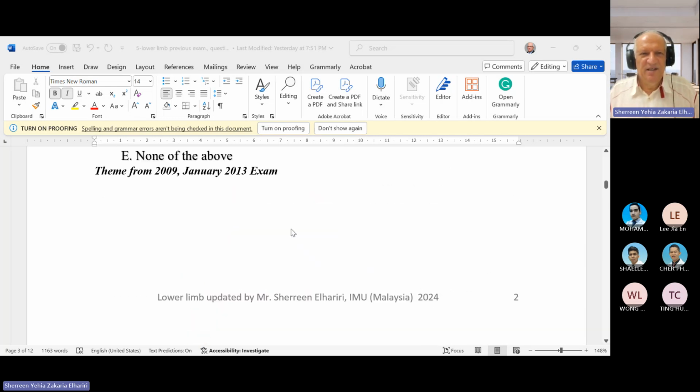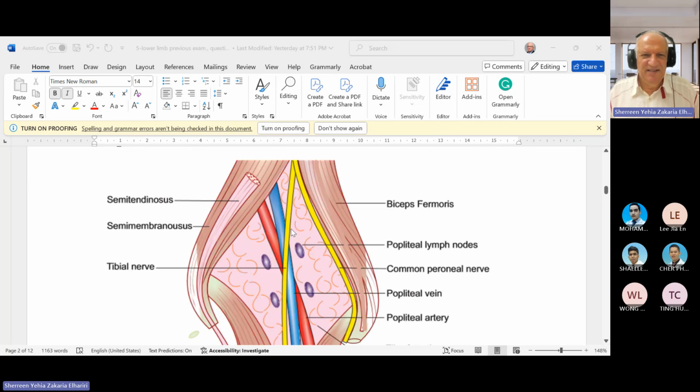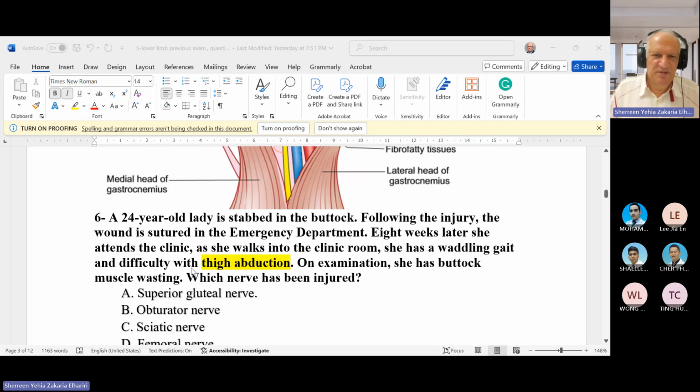Okay. Popliteal fossa is somewhat tricky, but again, the lateral border is the common peroneal nerve, which can cause foot drop. The superficial structure, not anterior, is the tibial nerve. The deep structure, which is anterior, is the popliteal vein, and medial is semitendinosus and semimembranosus.